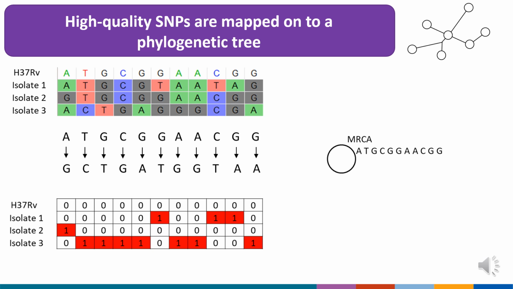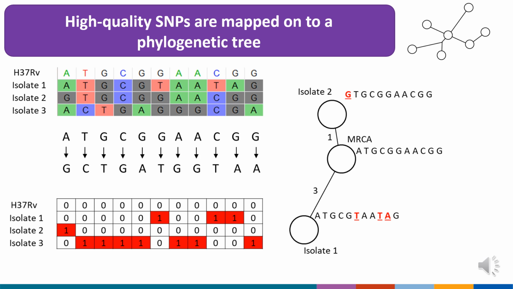First, we'll start with the MRCA. This is just designating the genomic starting point before any of these 11 SNPs happened. Then, let's add the first isolate, isolate 1. It has 3 SNPs, so we'll draw a branch, put a 3 next to it, and draw the node.